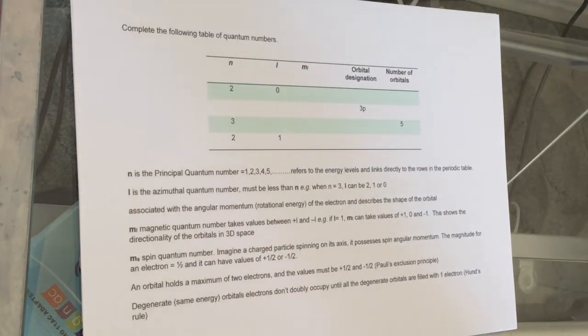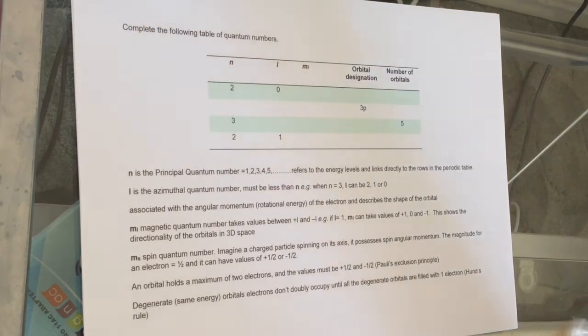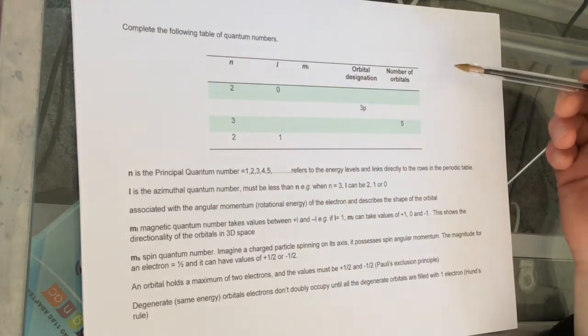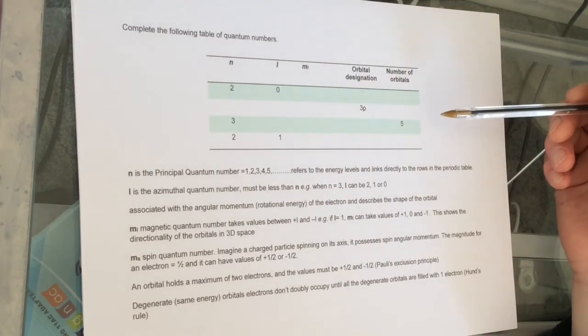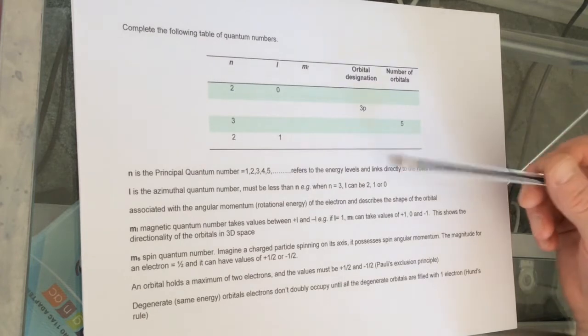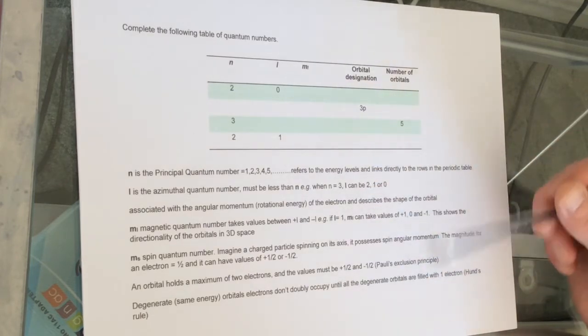So this covers the topic in the PowerPoint called L1, structure and bonding, where we went through quantum theory and its developments, which led to the shapes of the orbitals S, P, and D, etc. So it says complete the following table of quantum numbers. Just to remind you, I've put the key things below.